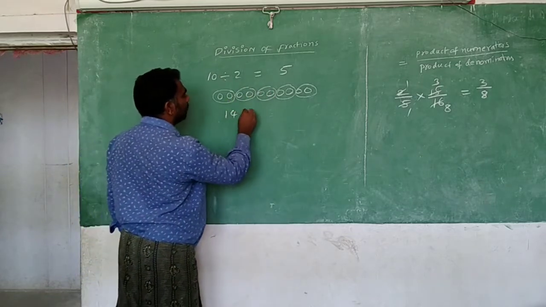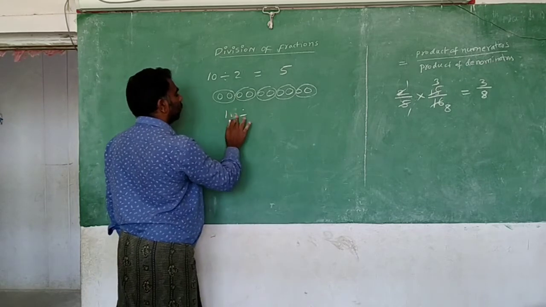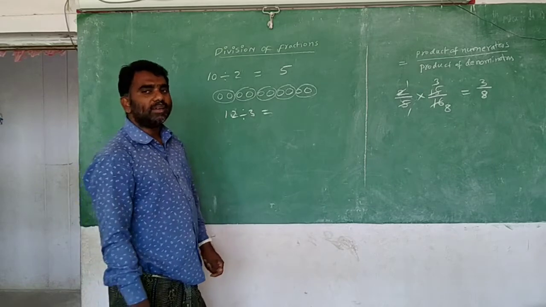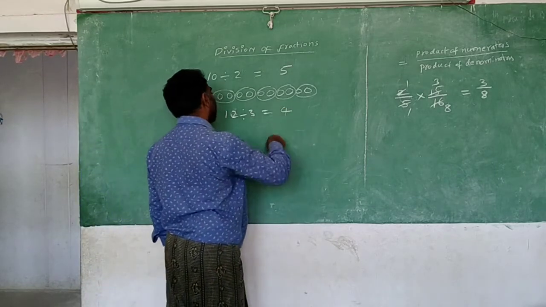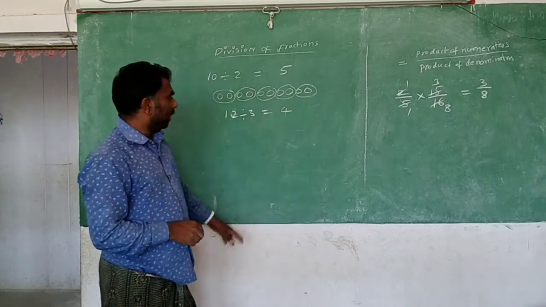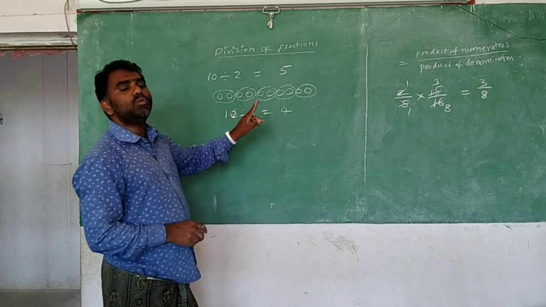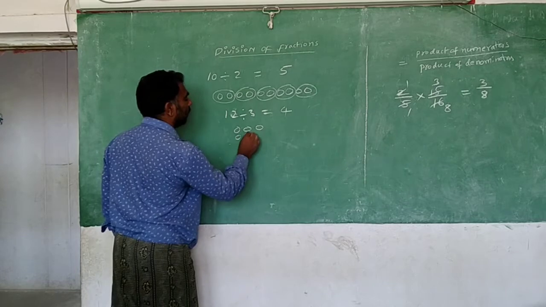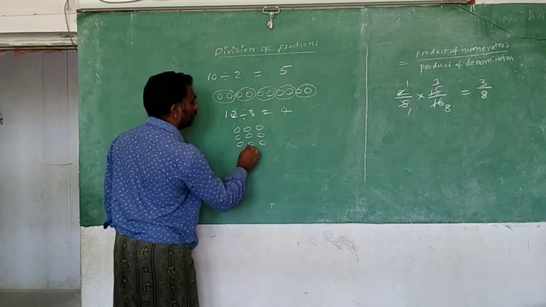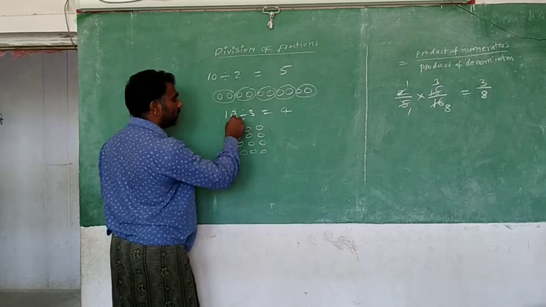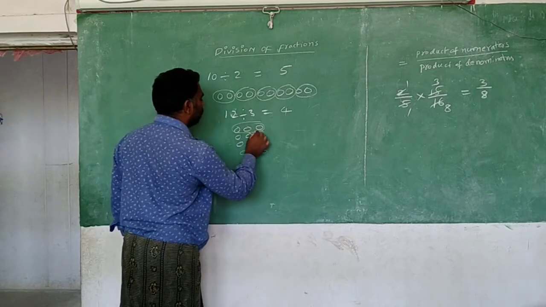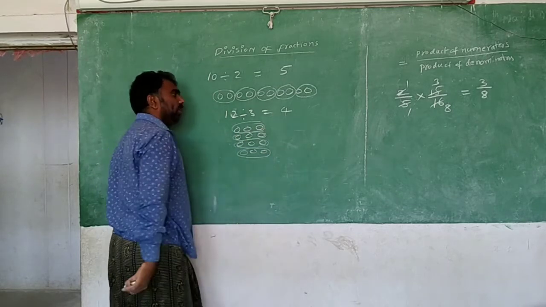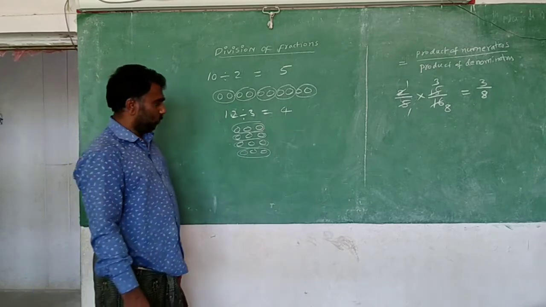So what about 12 divided by 3? You will say the answer is 4. What exactly is the meaning? In 12, how many 3s are there? 1, 2, 3, 4. There are four 3s. That's why the answer is 4.